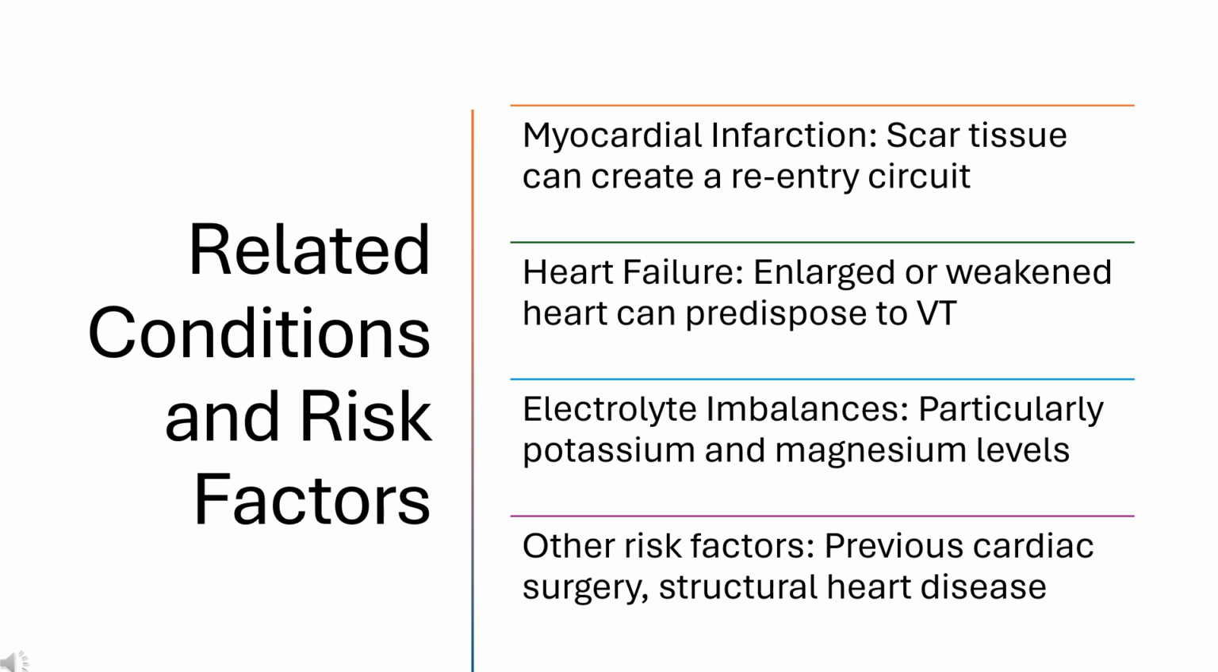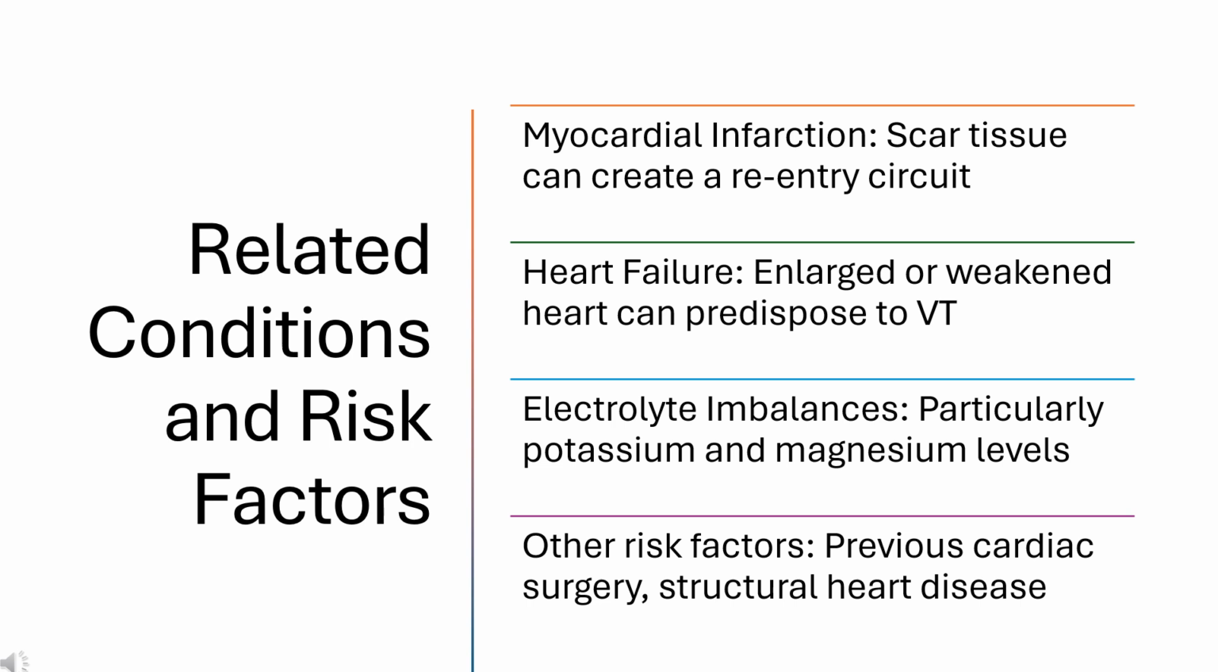Heart failure is characterized by the heart's inability to pump blood effectively, leading to enlargement, dilation, or weakening of the heart muscle. These changes can alter the electrical properties of the heart, making it more susceptible to arrhythmias, including VT. The structural and functional abnormalities in heart failure increase the stress on the heart, which can trigger abnormal electrical activity. This increased susceptibility makes heart failure patients more prone to developing VT.